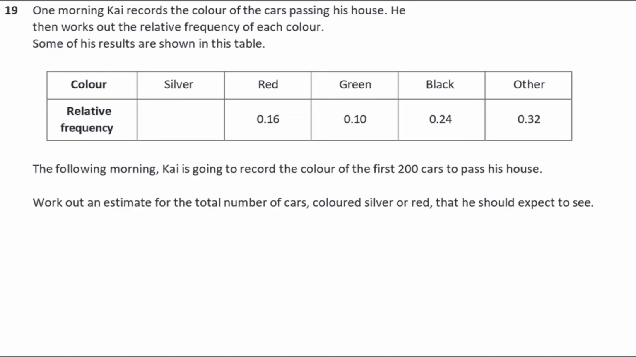Question 19. One morning, Kai records the colour of cars passing his house. He then works out the relative frequency of each colour. Some of his results are shown in the table below. So we've got silver, which is blank, and then we've got red, green, black, and other that we do know. Now the following morning, Kai is going to record the colour of the first 200 cars to pass his house. Work out an estimate for the total number of cars coloured silver or red that he should expect to see.